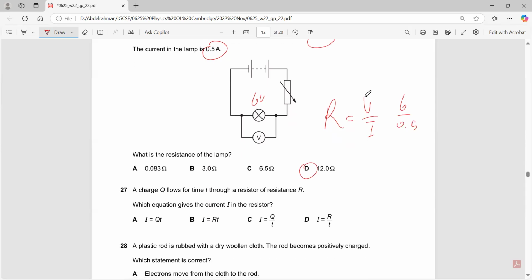Which equation gives the current in the resistor? I equals Q over t, if you have the charge and you have the time. Is it Qt or Q over t? I know that sometimes you can mix them up. It's Q equals It or I equals Q over t. Please do not mix them up. It's either you say Q equals It or I equals Q over t.